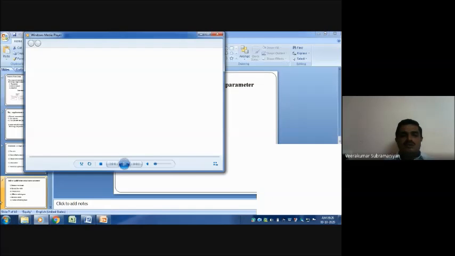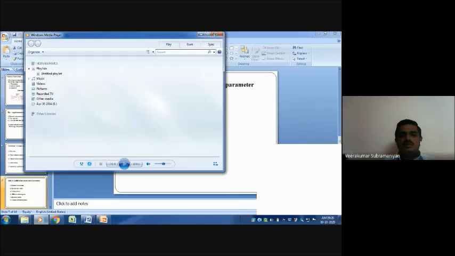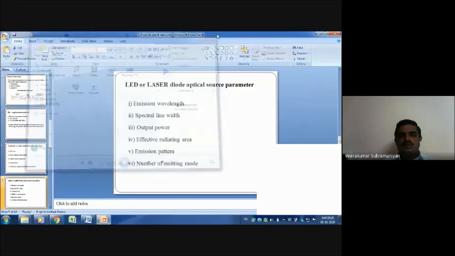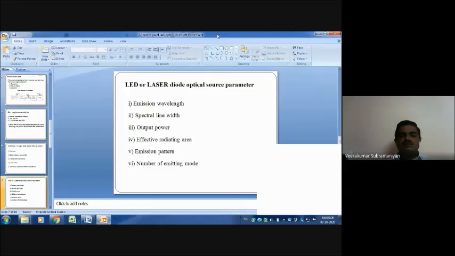So the parameters are emission wavelength, at which specific wavelength the light signal has to be emitted. Then spectral line width, how much frequency range it has to produce. Output power, how much output it has to produce. Then effective radiative area, in which direction it has to radiate. That is called the effective radiative area.